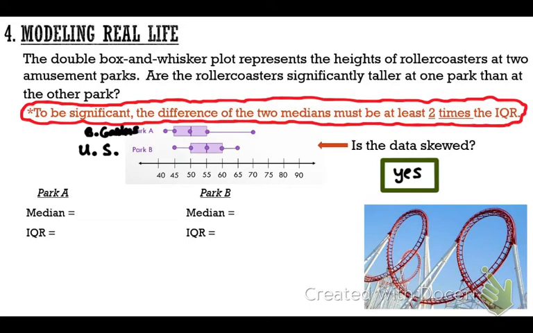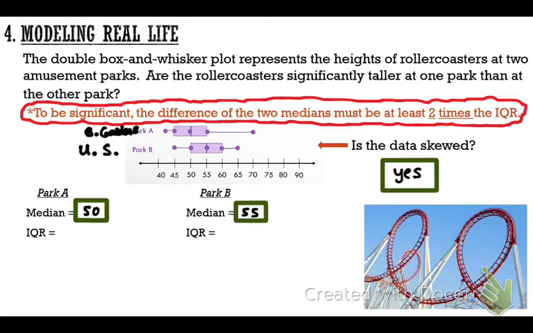Now let's just figure out what we can see here. Let's talk about Park A, which we called Busch Gardens. What is the median of Park A, class? 50. 50, good job. Remember, all you're doing is you're just finding the middle number of the box, the dot in the middle of the box. Reagan, let's talk about the median at Universal Studios. What is the median, or the dot in the middle of the box of the Universal Studios one?